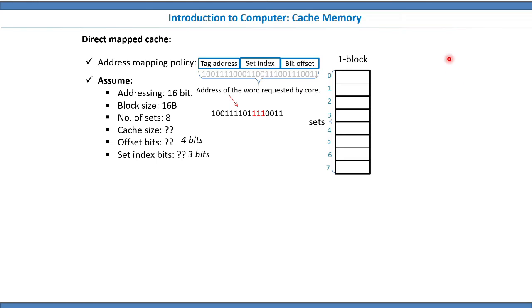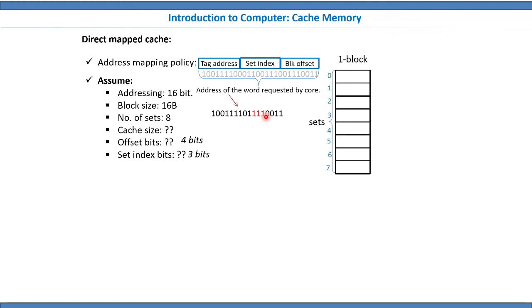So here assume that this is the address of A. So basically core is requesting for this address. So if this is the address, and if I want to map this address here in this cache, then the first 4 bits are the offset bits. So they are not related for a block, right? So the block address will be all this.